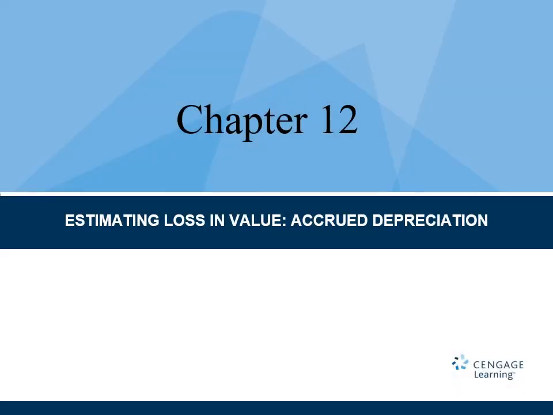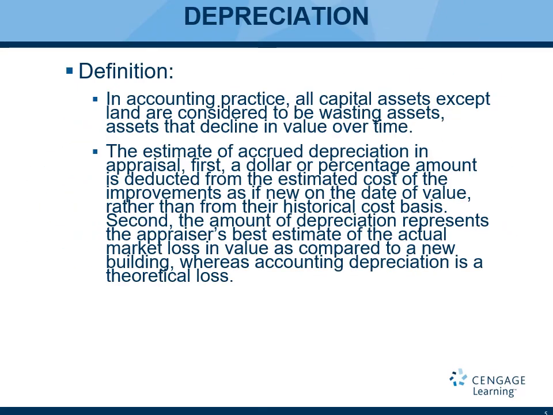So today we're going to do chapter 12, and this is estimating loss in value, accrued depreciation. So let's talk a little bit about depreciation. In accounting, we have capital assets. So if you're talking about a company that has specific assets that they use in relation to their business, you can purchase specific assets as a company, and over time, those assets will waste, right? So basically what it means is that as time goes on, it's going to be maybe less productive, or it might become obsolete. And so what you do with the money that you spend on these capital assets is you depreciate them over a specific time frame.